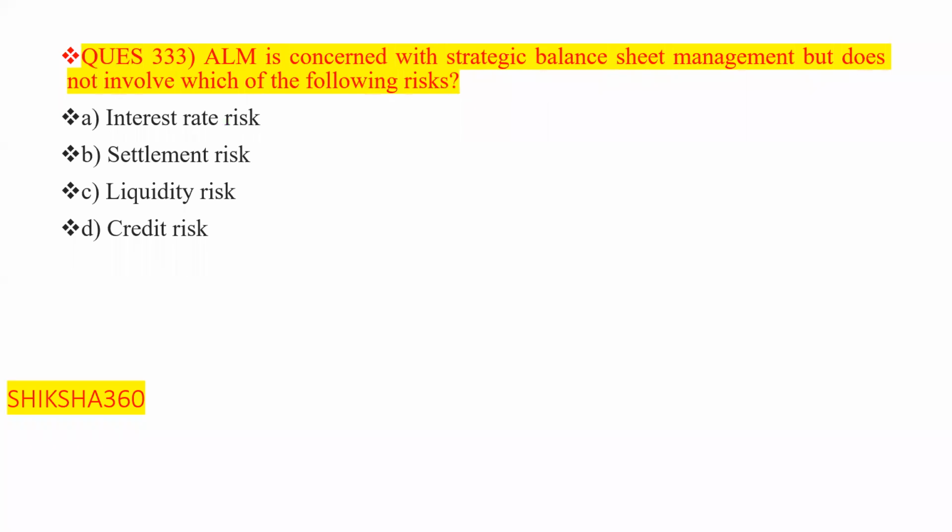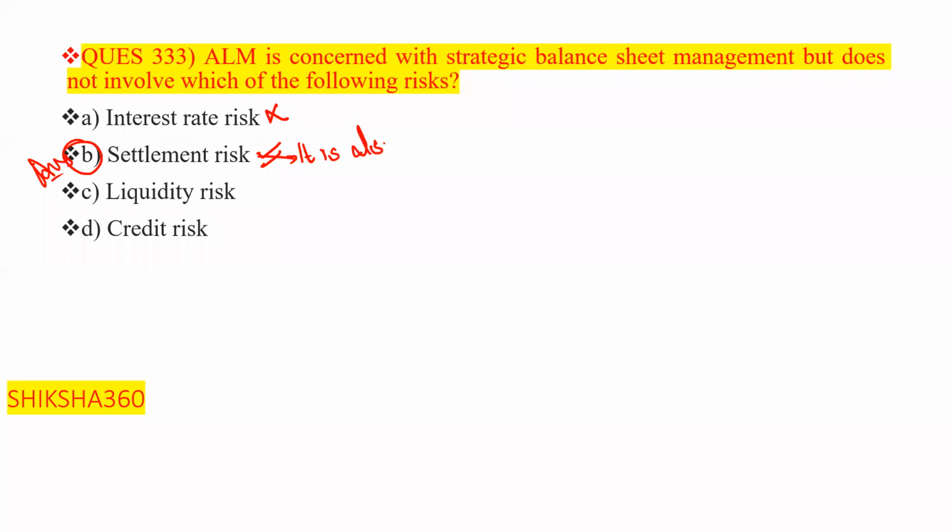Asset liability management is basically concerned with strategic balance sheet management, but does not involve which of the following risks? Option B is the answer. Interest rate risk? No. Settlement risk? Yes, this one is our answer. Clear? Settlement risk.